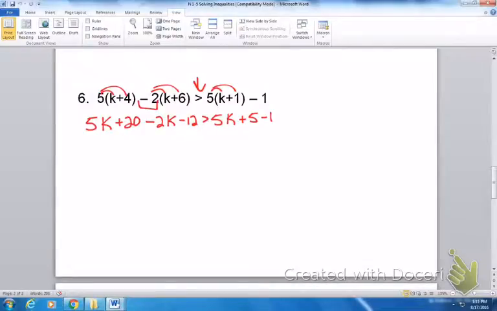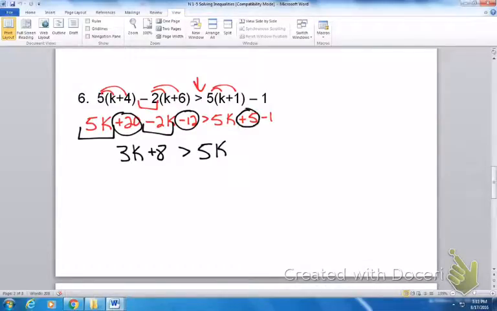Now remember, just like with the equal sign, we need to work side to side. So I'm going to start over here on the left and say I've got a 5k and a minus 2k. 5k minus 2k is 3k. Then I've got 20 minus 12. 20 minus 12 is 8. So far so good. It's not too bad. Is greater than, well, I don't have anything else with k, so I'm just going to write 5k, but I have 5 minus 1 gives me plus 4. So now it looks like just like the one above it. We just got to finish solving.